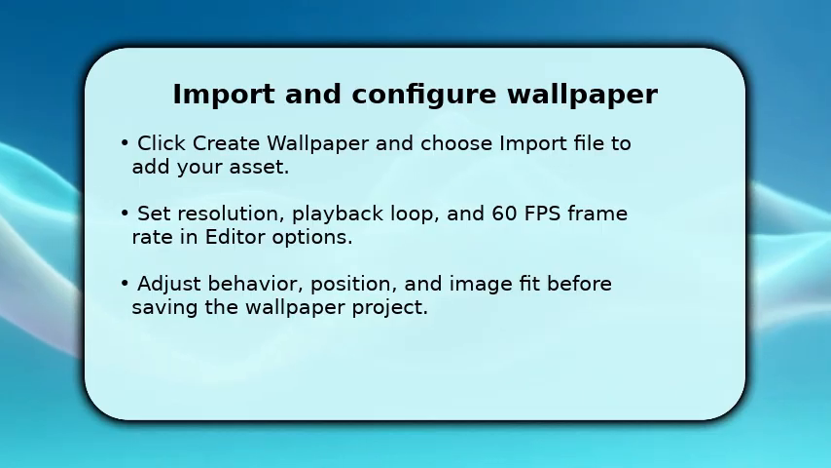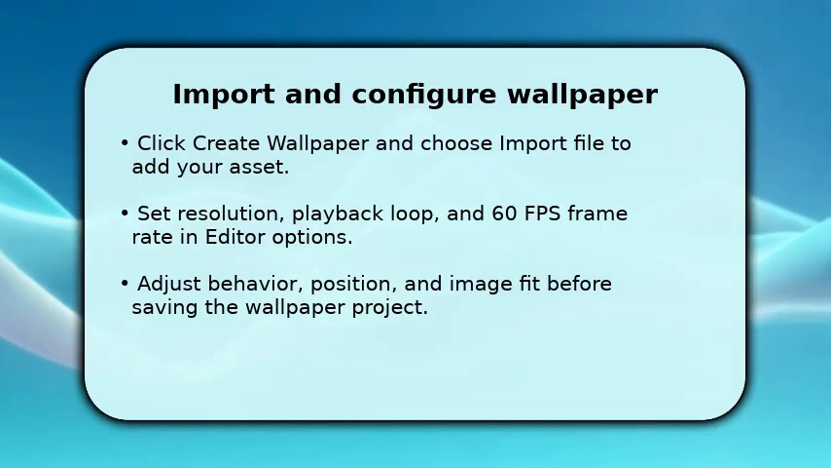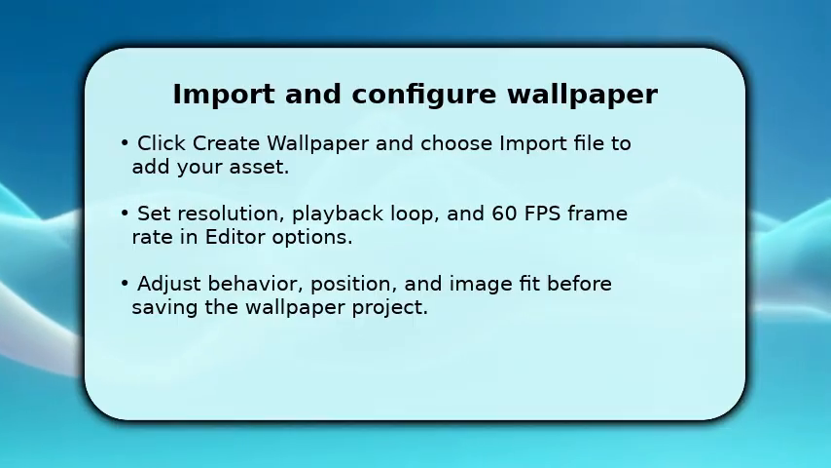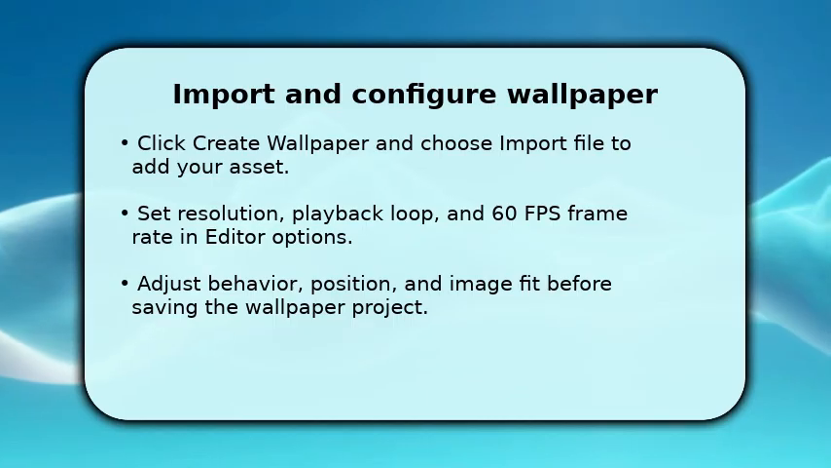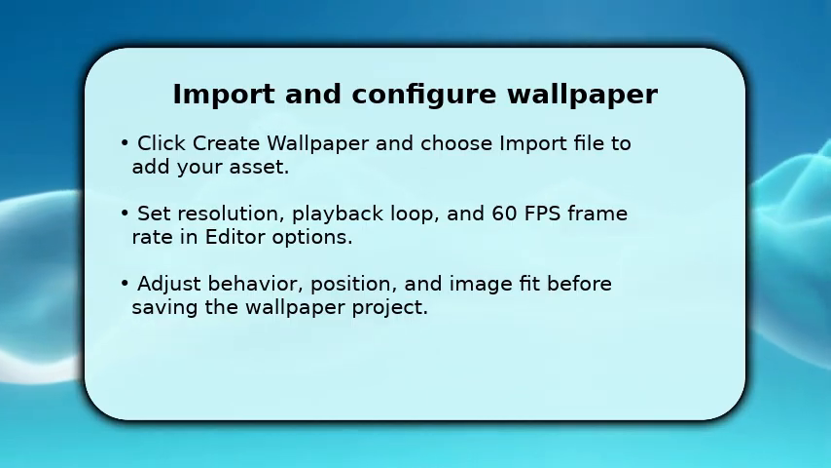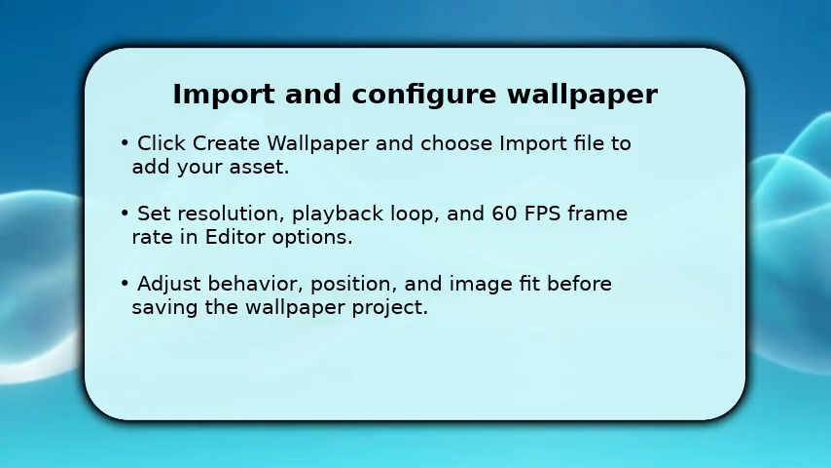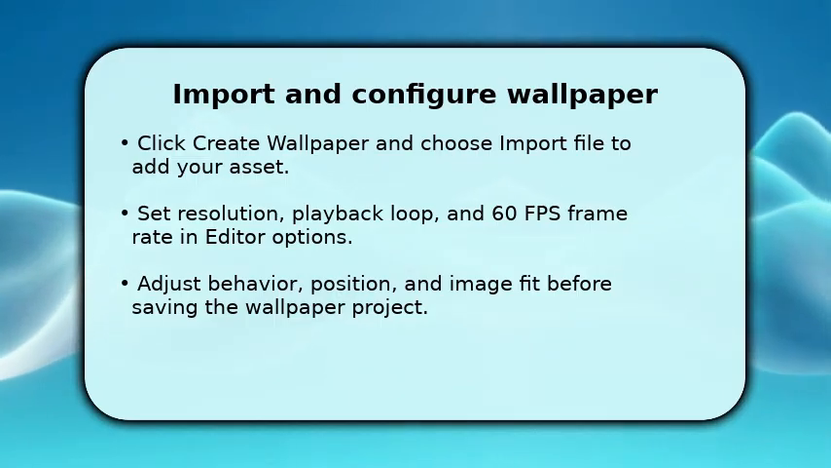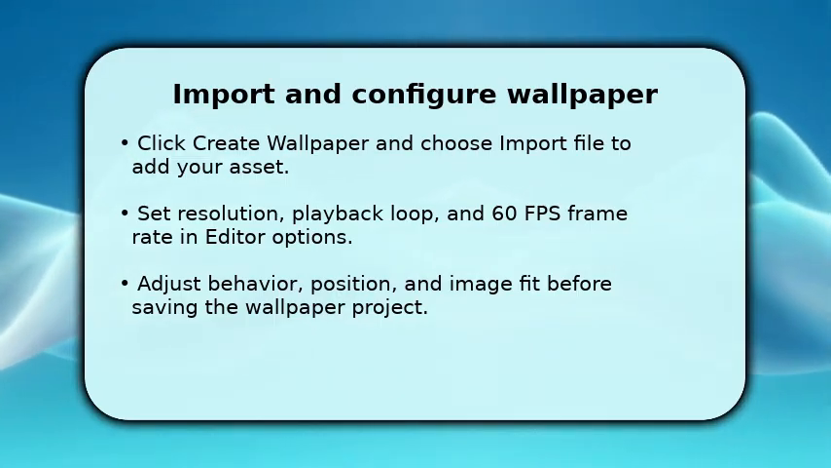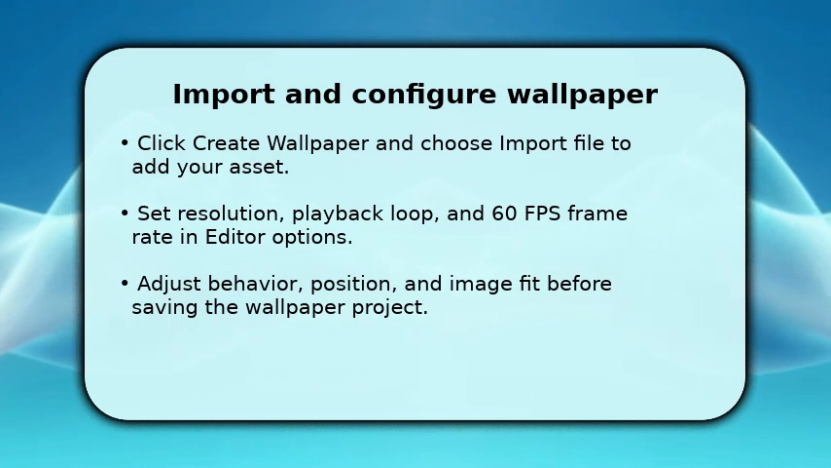Set the resolution and playback loop options to match your monitor and preference. Choose 60 FPS for video content if your hardware supports it for consistent motion. Adjust position, scale, and image fit to cover single or multi-monitor setups. Save the project using a clear name so you can find it later in the library.